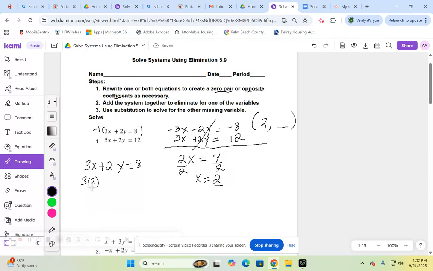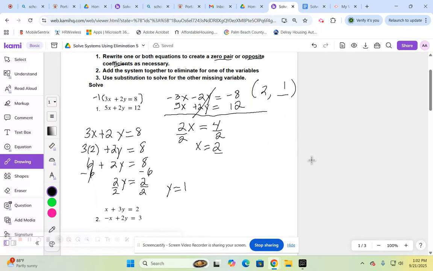3 times 2 plus 2y equals 8. So that's 6 plus 2y equals 8. Subtract 6 from both sides. I'll have 2y equals 2. If I divide both sides by 2, that means y equals 1. So y is 1. Now the last thing I need to do is check and make sure that that answer is correct. So let's do that right here.